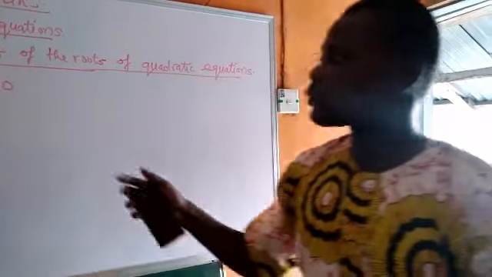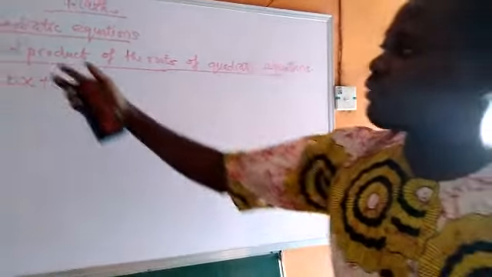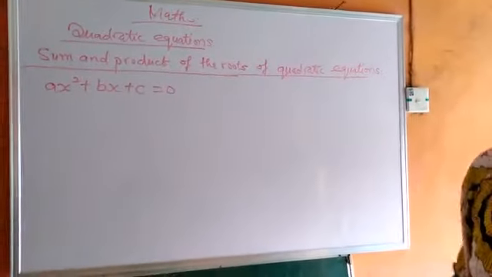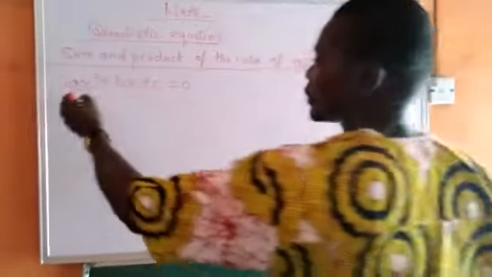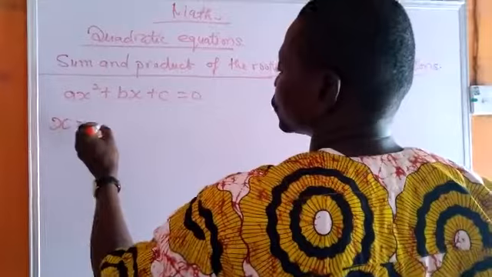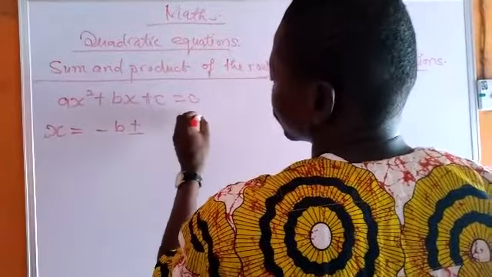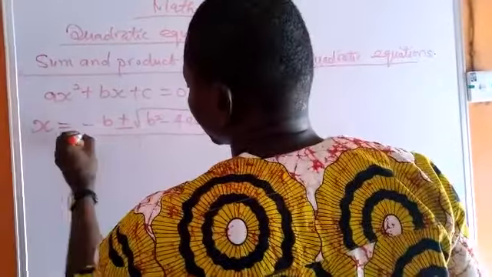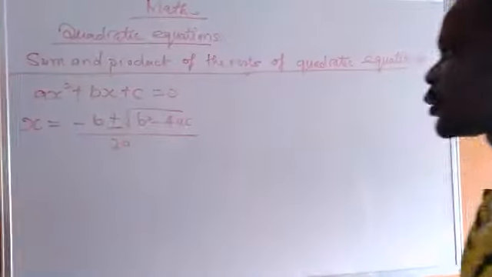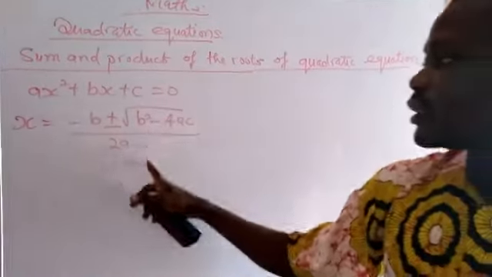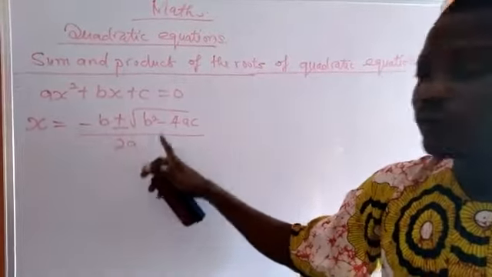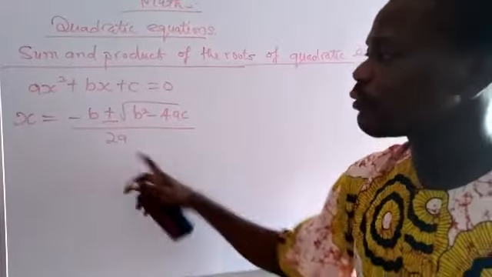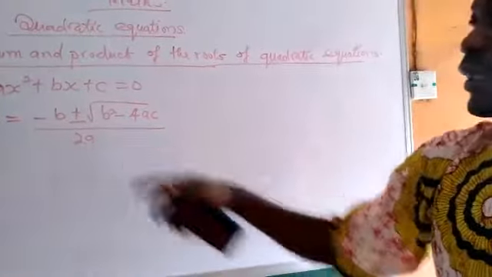Now, in order to find the sum and product, we need to derive a formula for it from our general formula for solving a quadratic equation. You know the general formula is x equals minus b plus or minus the square root of b squared minus 4ac, everything over 2a. To find the solution of any quadratic equation, we can use this general formula. We can also derive the sum and product of any quadratic equation from it.